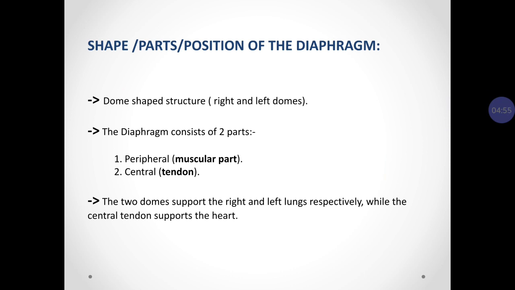So the shape of the diaphragm, as we have seen, it is dome shaped, with two right and left domes. The right dome separates the right lung from the abdominal cavity, the left dome separates the left lung, and the central part of the diaphragm, which is referred to as the central tendon part, it supports the heart. For purpose of understanding, we will say the diaphragm has two parts, the peripheral part, which is basically muscular in nature, and the central tendon part.